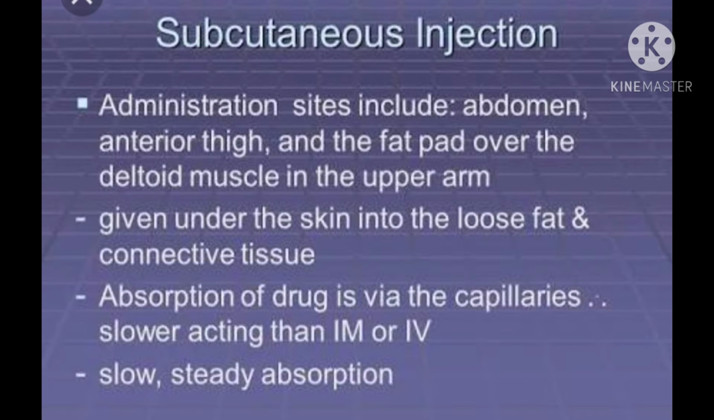Definition of subcutaneous injection. A subcutaneous injection is administered into the subcutis, the layer of the skin directly below the dermis and epidermis, collectively referred to as the cutis. Subcutaneous injections are highly effective in administering medications such as insulin, heparin and morphine. Administration sites include the abdomen, anterior thigh and the fat pad over the deltoid muscle in the upper arm.